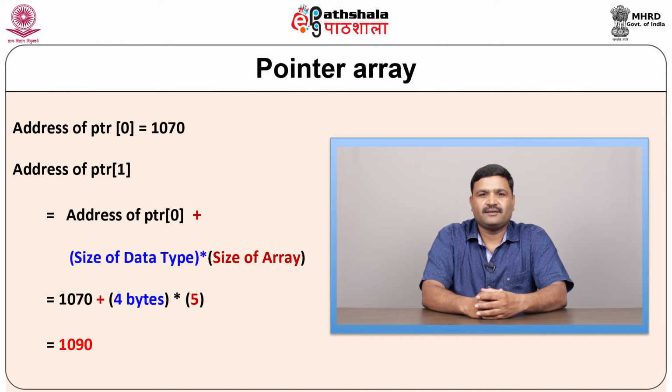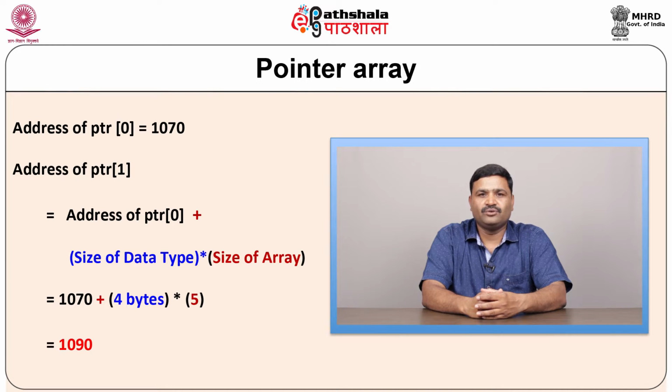The next pointer memory address can be calculated from pointer 0, like pointer 1 equal to pointer 0 plus size of data type multiplied by array size. Here we are assuming array size is 5 and data size is 4. It means pointer 1 equal to 1070 plus 4 bytes into 5. So 4 into 5, that is 20. Therefore, pointer 1 equal to 1070 plus 20. So pointer 1 equal to 1090. That is the address of pointer 1.